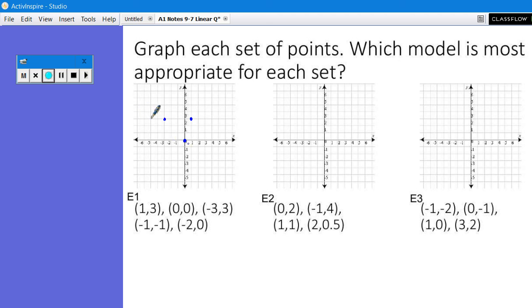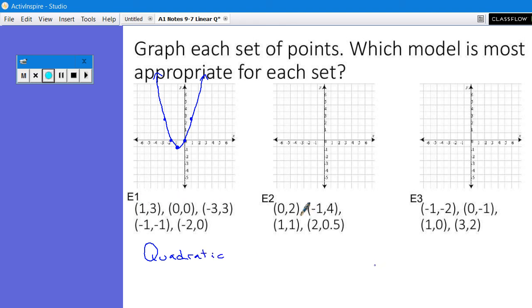The next one is (-1, -1), so to the left 1, then down 1. And then finally (-2, 0). That means go to the left 2 and then don't go up or down. As you can see, this is going to be modeling something that has two identical sides. When it looks like this, we're looking at what type of model that is. That is a quadratic. That is correct. So quadratic is the model that's represented here.